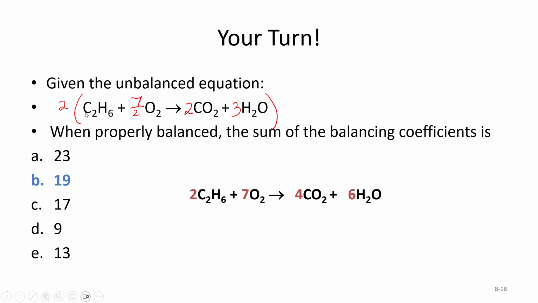So that gives us 2C2H6 plus 2 times 7 divided by 2 is just 7O2, plus 2 times 2 gives us 4CO2, plus 2 times 3 gives us 6H2O. When we add all of these together, we get the balancing coefficients summed to 19.